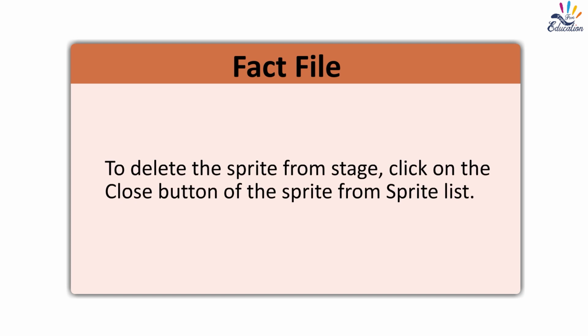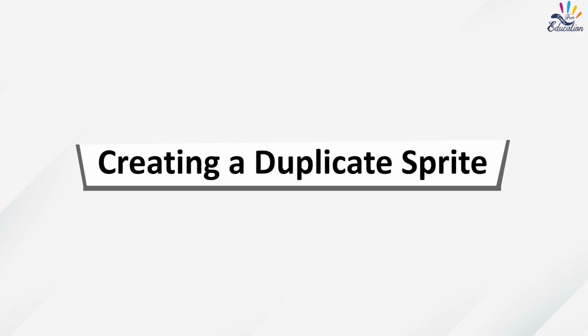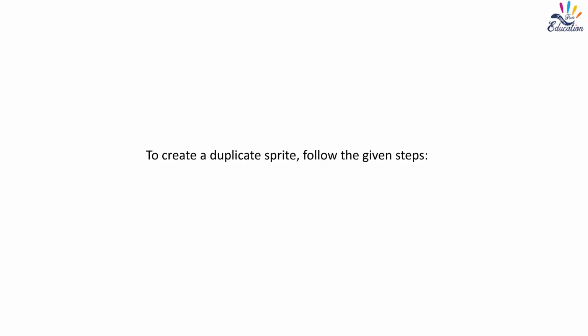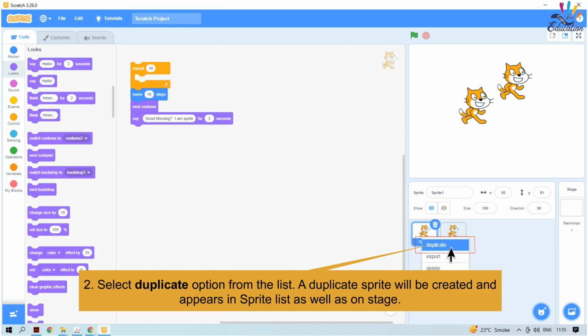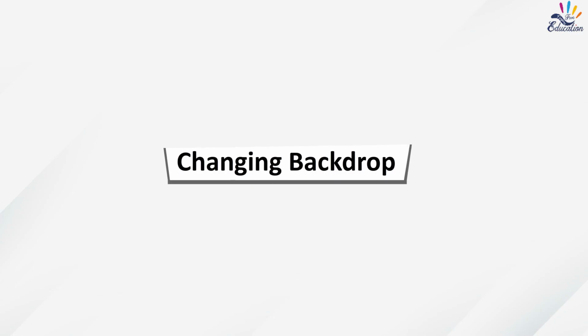To delete the sprite from stage, click on the Close button of the sprite from Sprite List. Creating a duplicate sprite. To create a duplicate sprite, follow the given steps. Right-click on the sprite in Sprite List. Select Duplicate option from the list. A duplicate sprite will be created and appears in Sprite List as well as on stage.